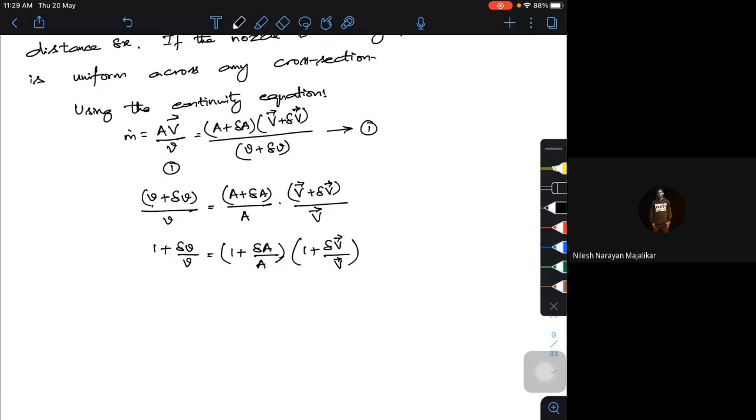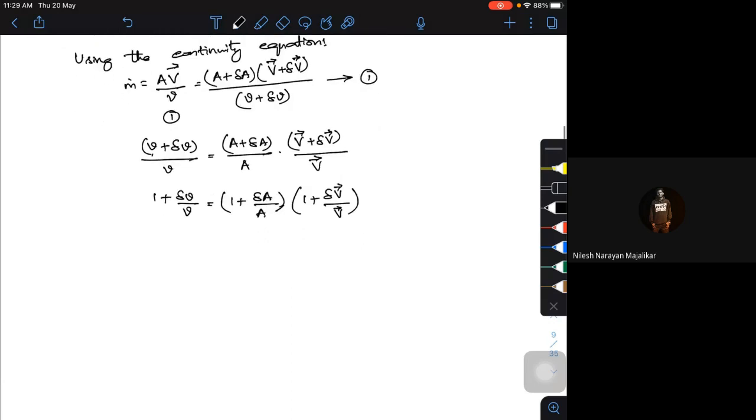Now try to look at this particular equation. We know that, I can write delta A by A plus delta V by V.